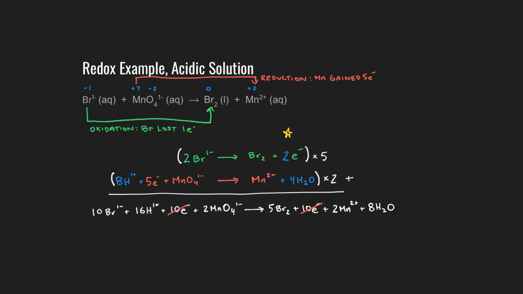So we'll rewrite our equation here without those 10 electrons on both sides, which gives me 10 Br negative plus 16 H positive plus 2 MnO4 negative forms 5 Br2 plus 2 Mn2 positive plus 8 H2O. So I've got an equation. Let's check to see if it actually balanced.